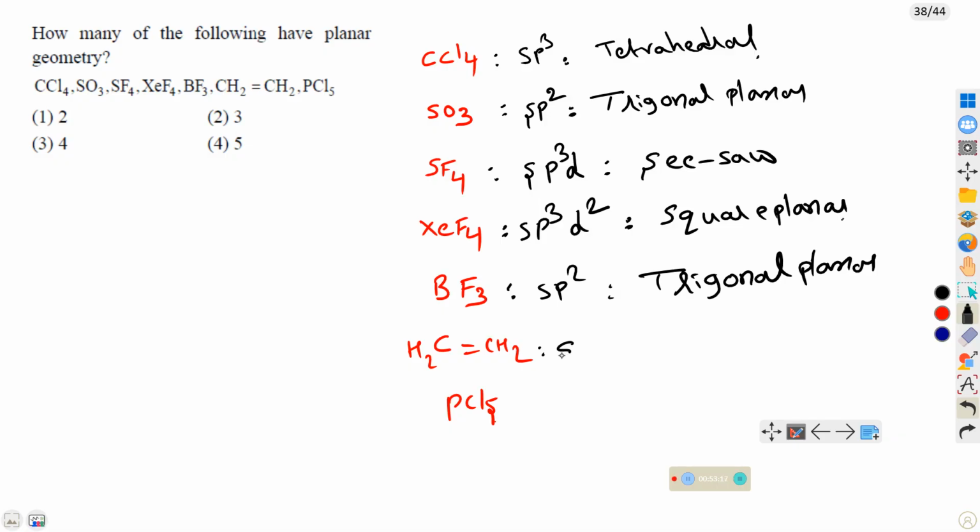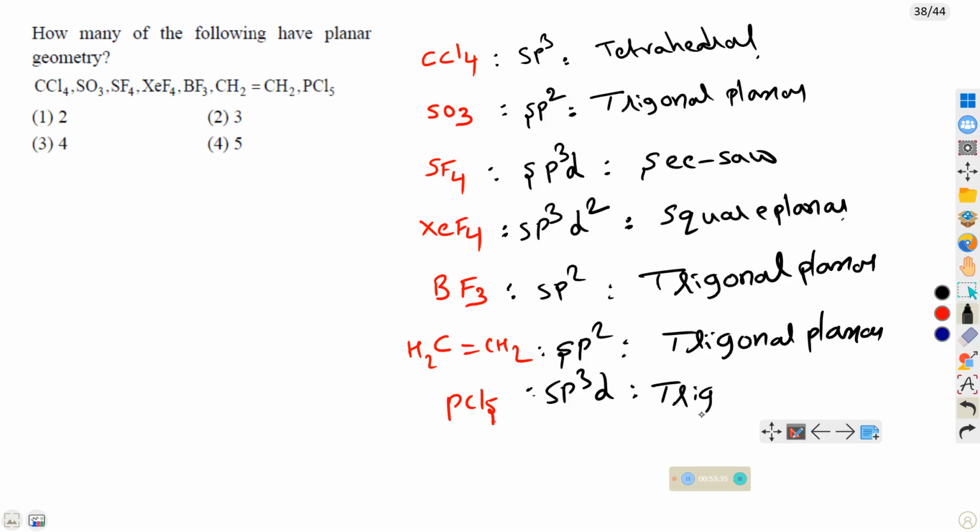C2H4 has sp2 hybridization, this is also trigonal planar or planar. PCl5 has sp3d hybridization with 0 lone pairs, trigonal bipyramidal. Here the question is how many of the following compounds are planar? 1, 2, 3, 4.